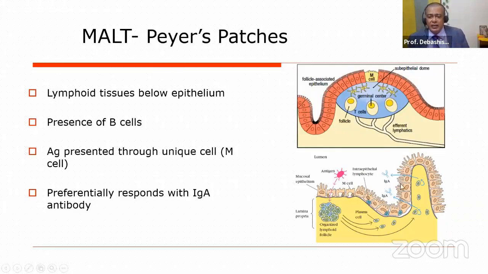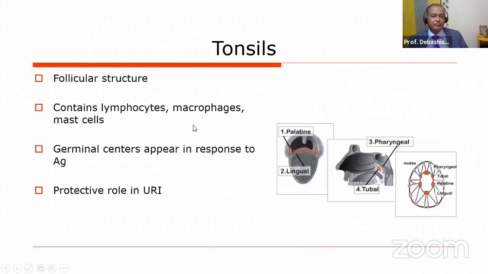As you know, the mucosal immune response is predominantly IgA driven. And there are also intraepithelial lymphocytes, you can see between the M cells here. The tonsils are follicular structures. They contain lymphocytes, macrophages, mast cells, and germinal centers. Germinal centers appear in response to antigen, and they have a protective role in upper respiratory infection.